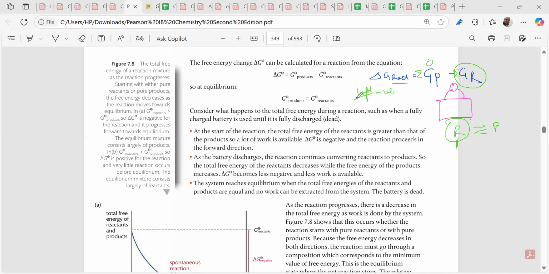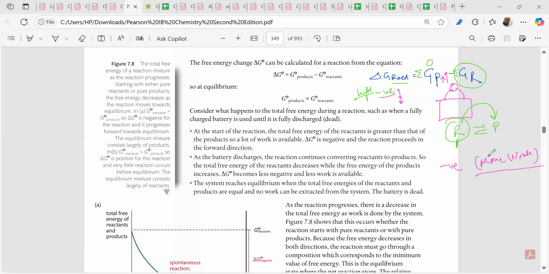Now, as the reactant gets transferred to product slowly, what happens? The GP increases slowly. When this increases, the negative value of the Gibbs energy will be coming down slowly, reducing. We know that if the Gibbs energy is more negative, more work can be extracted from the system. This is a very important part to link here.